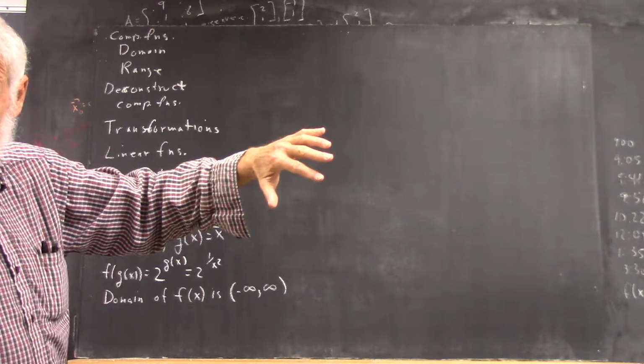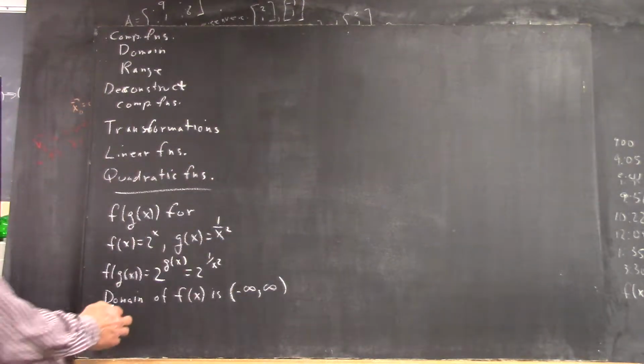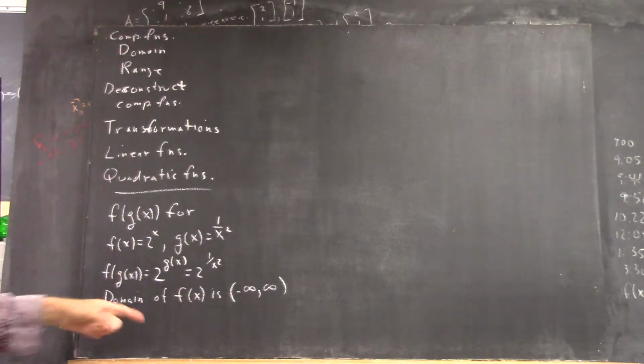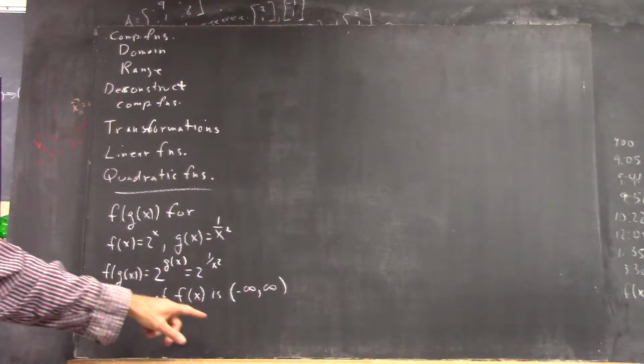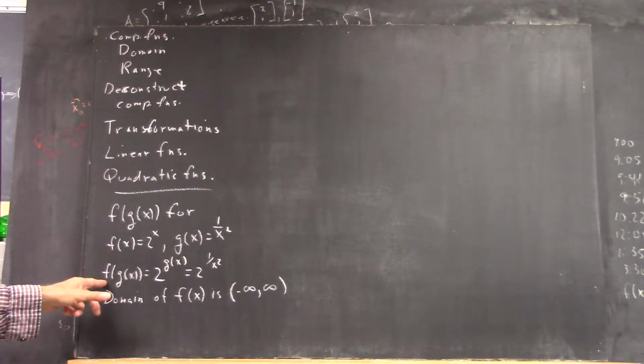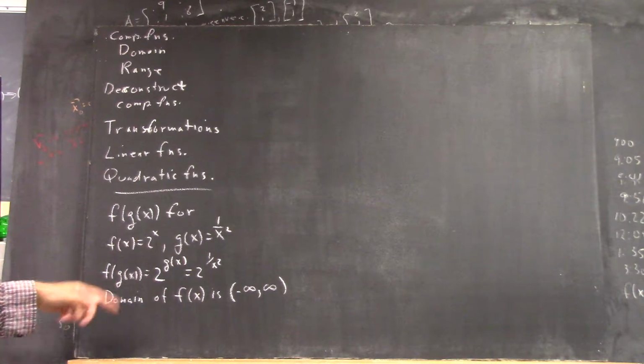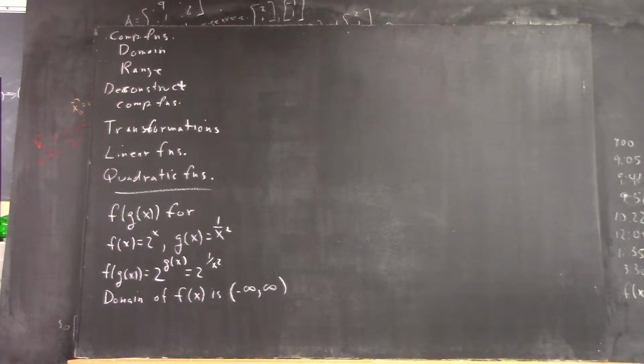So the domain of f of x is this. What's the domain of f of g of x? Does it inherit the domain of f of x because f is the first function? Well, there's one number that we obviously can't plug in to our composite function. What's that?